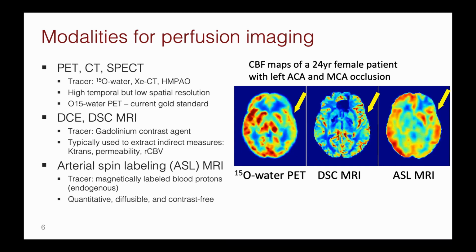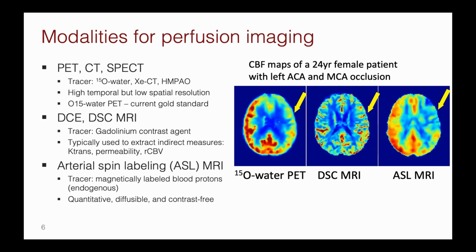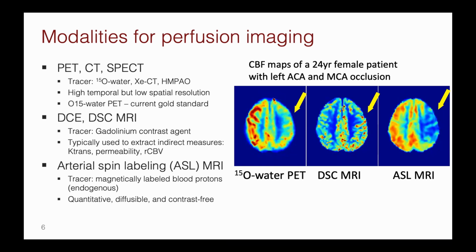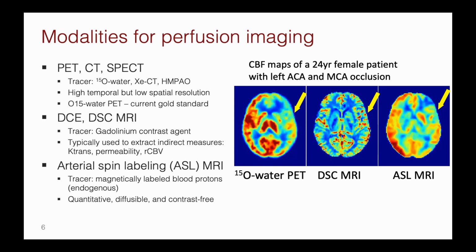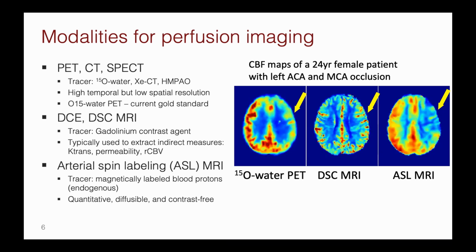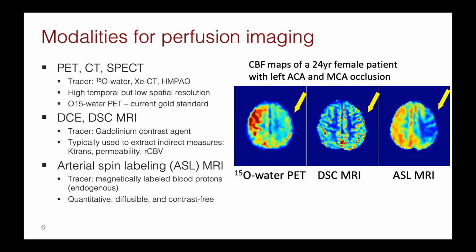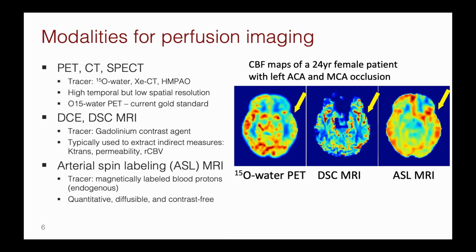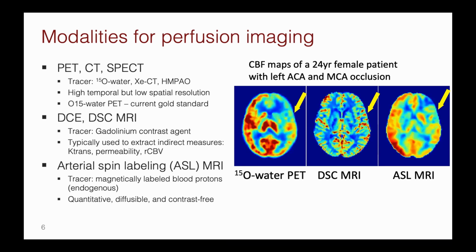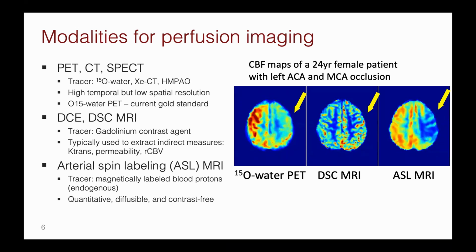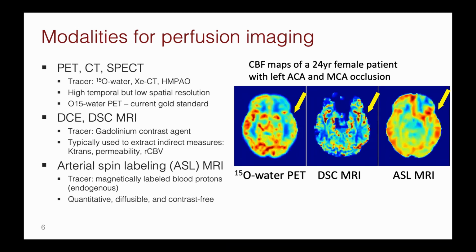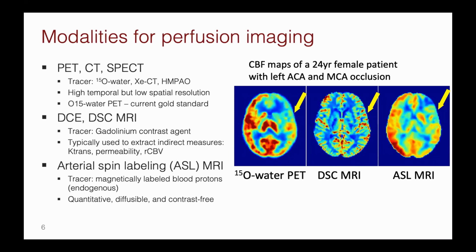And arterial spin labeling MRI, which is the focus of my talk today, uses magnetically labeled blood water as an endogenous tracer to enable fully quantitative perfusion measurement. Now, without the need for a contrast agent, ASL can be performed multiple times in a single scanning session, which is an ideal technique for many clinical applications.